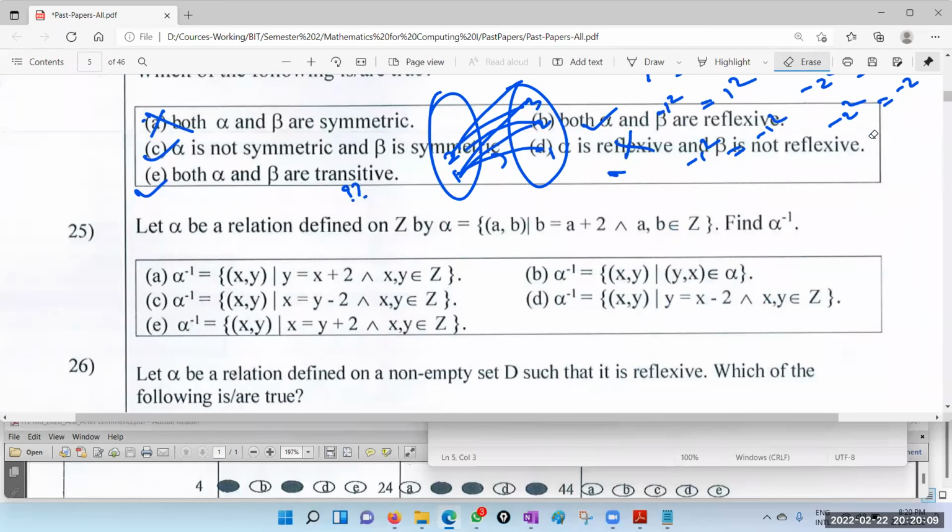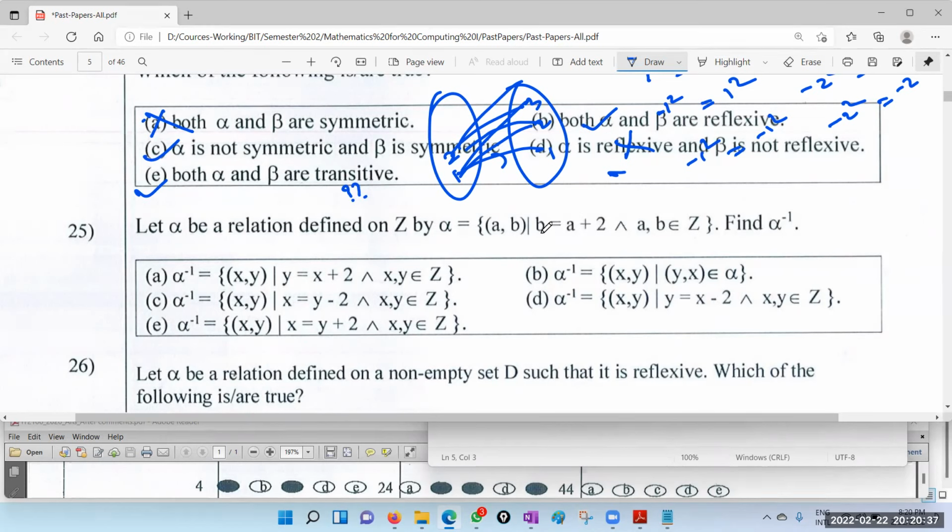Right. Let alpha be a relation defined on Z. Z means integers. Okay. Alpha is (A, B) such that B is A plus 2. Right. And A, B are integers. Find alpha inverse. Right. So alpha inverse means the inverse of this function. So that's very easy. Right.